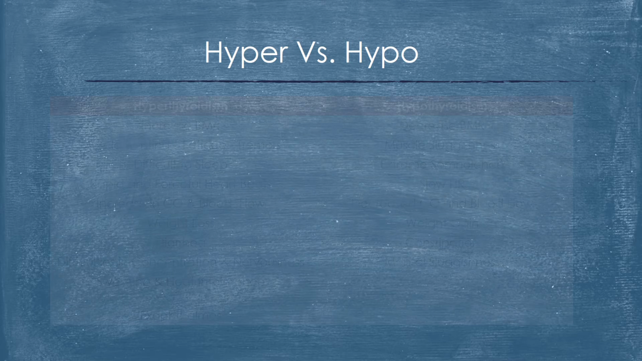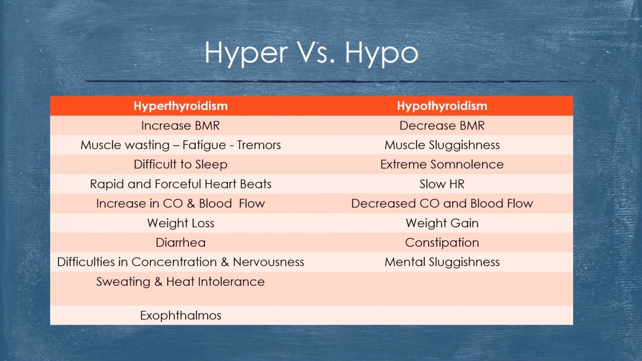Okay, hyper versus hypo states. In hypothyroidism and hyperthyroidism, for the BMR we know this will increase in the hyper and decrease in the hypo. Muscle wasting and fatigue in the hyper, and here muscle sluggishness in the hypo. Difficulty to sleep in the hyper, here the opposite, extreme somnolence.